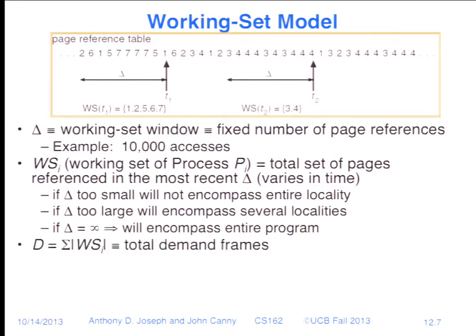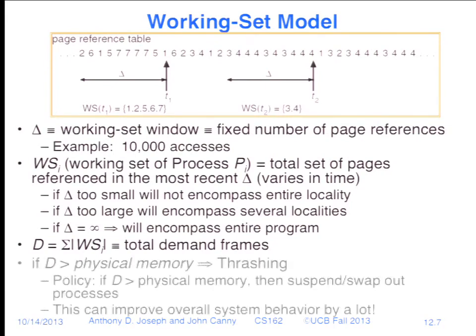All right, so we can define the total demand frames. And here's where we're summing across processes. Although the processes are working with virtual memory addresses, this is how much physical memory we would need to allocate to serve all those processes in a given time slice. So what we care about is whether that D is bigger than the physical memory. Because if it is, then we have thrashing.